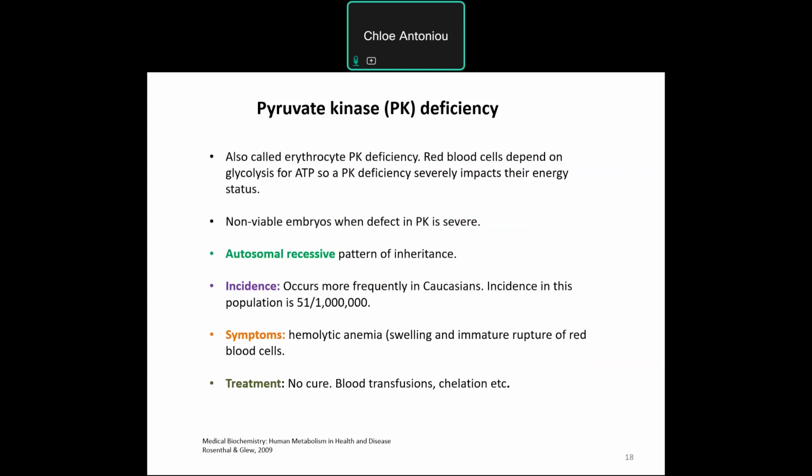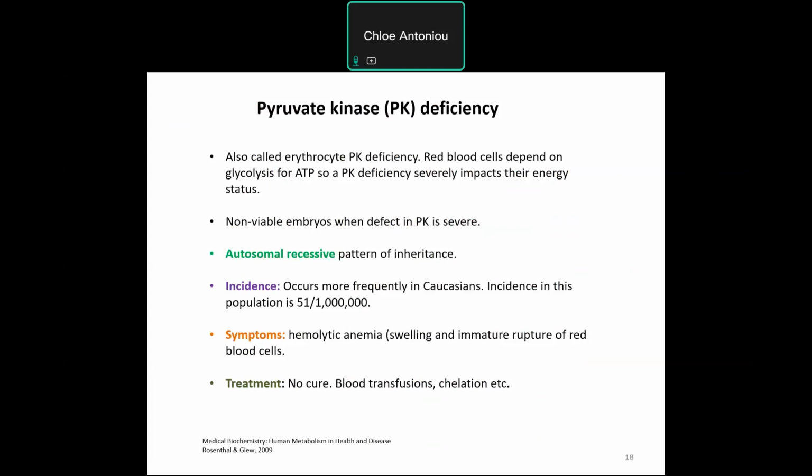You see, it says there symptoms. Hemolytic anemia. Swelling and premature rupture of red blood cells. Why would you think, if a person has a disorder of glycolysis, why do you think they would get bursting of their red blood cells? Does glycolysis happen in red blood cells? Yes, glycolysis happens in all cells that have a cytoplasm.